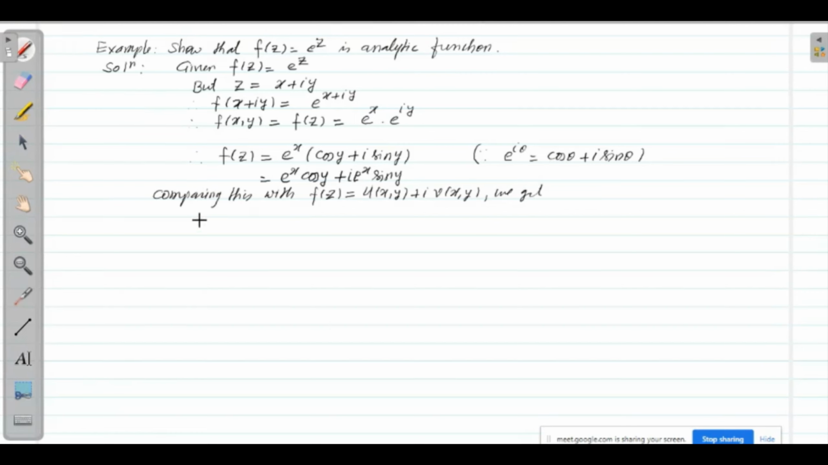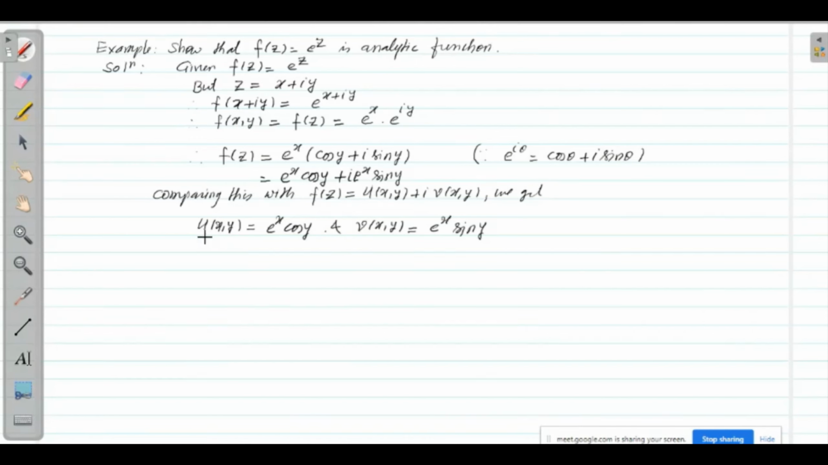We get u of x comma y. U is a function of x comma y. U of x comma y is the first term, the real part, that is e raised to x cos y, and v of x comma y is equal to e raised to x sin y. The i's are equal on both sides, so no need to write it here. So this is the real part and this is your imaginary part.